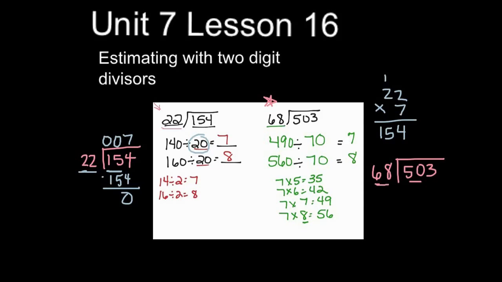And again, my whole divisor is 68. I know it can't go into 5. It cannot go into 50. So now I'm thinking, okay, how can I get close to 503? So I looked at my front numbers and decided I'm going to try with 8 first. So 68 times 8. 8 times 8 is 64. 8 times 6 is 48, plus 6 is 54. So I can see here that with 8, I went over.